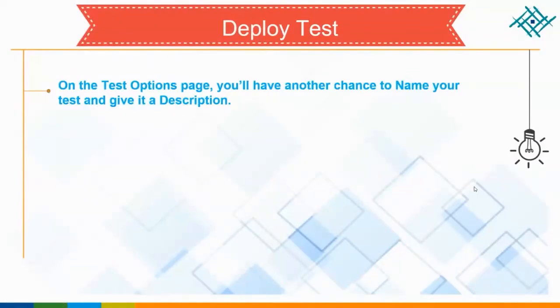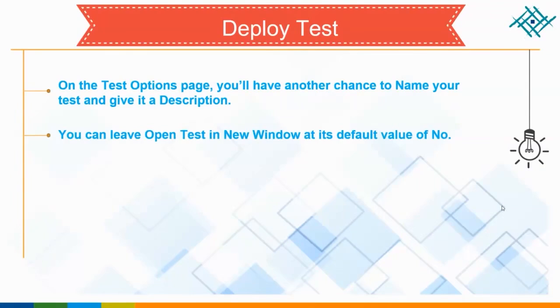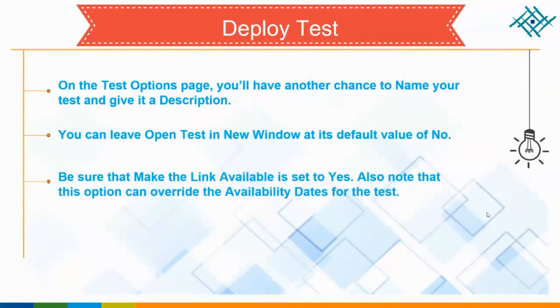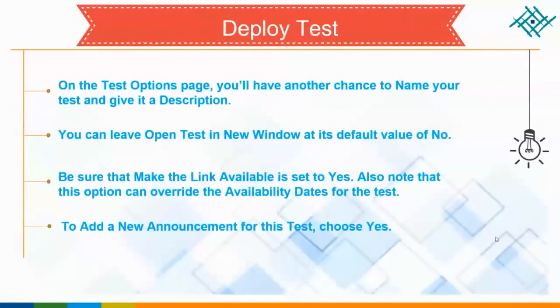On the test options page, you will have another chance to name your test and give it a description. You can leave open test in new window as its default value of no. Be sure that make the link available is set to yes. Also note that this option can override the availability date for the test. To add a new announcement for this test, choose yes.